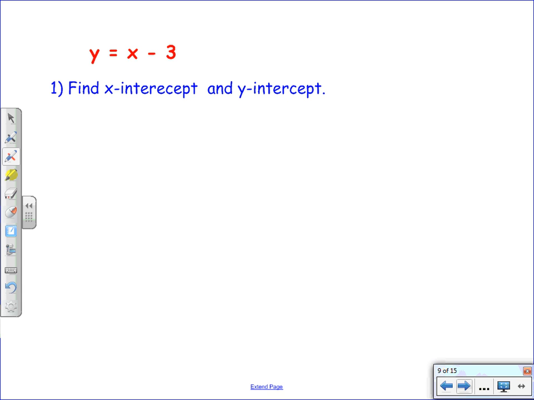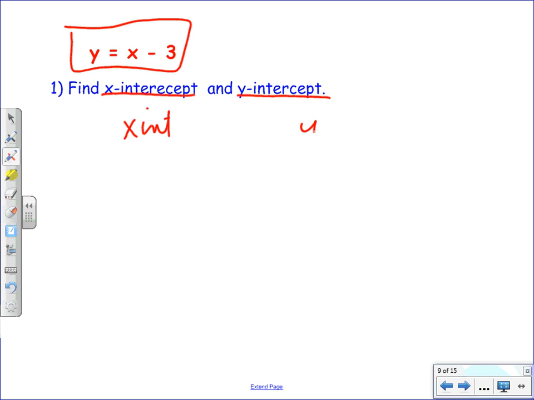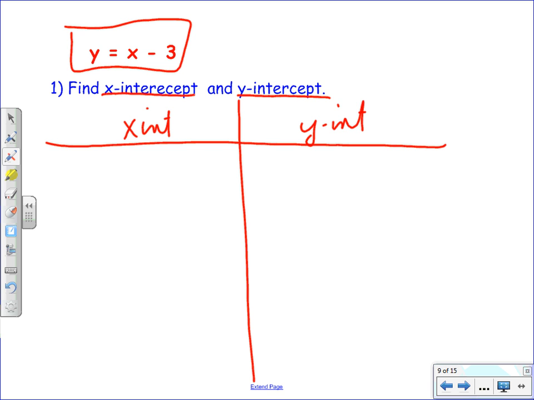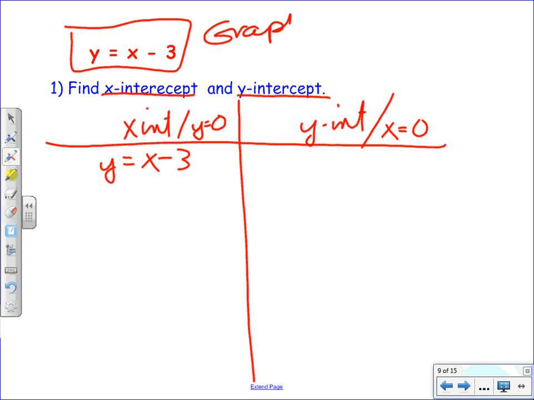Okay, here we have a problem. y equals x minus 3. First thing we're going to do is find the x-intercept and the y-intercept. We have 2 parts to this problem. When it's the x-intercept, y is going to equal 0. When it's the y-intercept, x is going to equal 0. We're going to be able to graph this equation. Sorry, I didn't say what we're actually trying to do here. So our first step in graphing this equation is to find the x and the y-intercept.